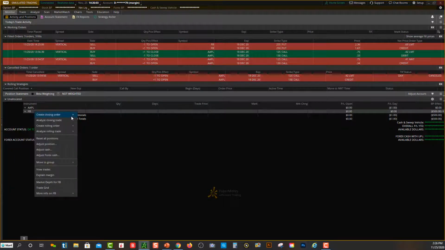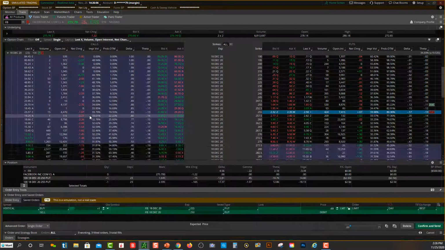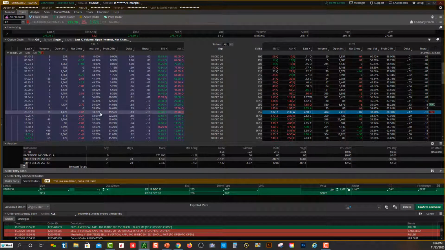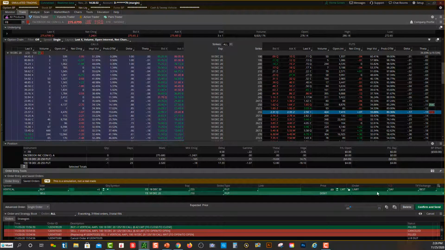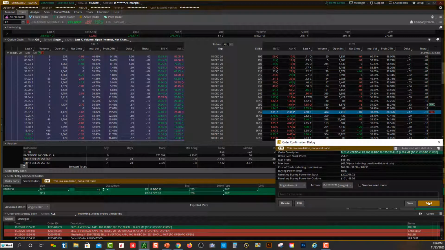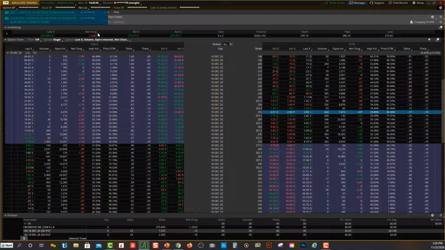If you want to close the position, this is how simple it is. You basically just right click, create closing order, and buy it back. Remember, you're selling it at first, and then you're buying it back with credit spreads. It's the inverse of doing debit spreads or being a buyer. If you do a debit spread, you buy it and then sell it to close it out. With a credit spread, you sell it first and then buy it back. You don't want to rush in and out of orders. Normally you want to make sure you get the right fills, entering and exiting. But for the sake of this video, we're just going to confirm and send it and get out.